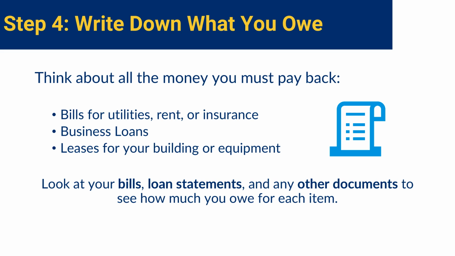Step 4. Write down what you owe. Think about all the money you must pay back, like bills, loans, or any other money you borrowed. Bills for utilities, rent, or insurance. Any loans you took out for your business. If you leased your building or equipment, include those payments too. Look at your bills, loan statements, and any other documents to see how much you owe for each item.